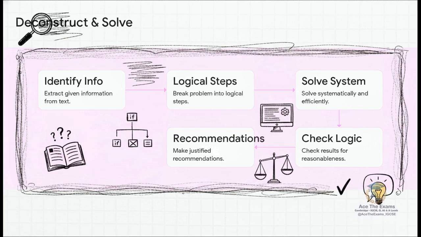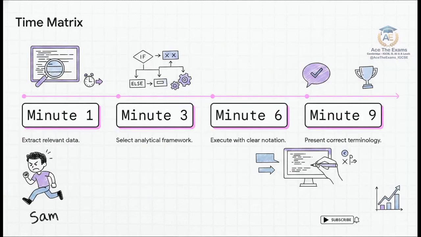When you lay your answer out in this structured, PEAL-aligned format, the examiner clearly sees your logic and awards points at every single step, even if you make a minor error down the line. This strict timeline perfectly illustrates the time management matrix you need under deadline pressure. Minute 1.